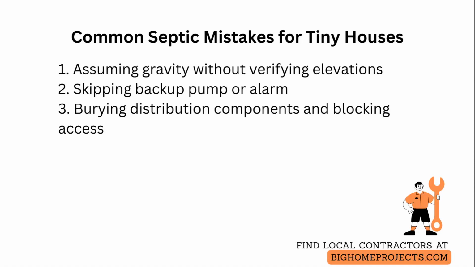If you skip a backup pump or alarm, the system can fail between visits, so include a battery-backed alarm and space for a second pump or quick connect wiring to simplify replacement. If you bury distribution components too deep or behind landscaping that blocks access, routine tasks like emitter replacement or flushing become costly, so plan visible, labeled access risers and clear, compacted service corridors.